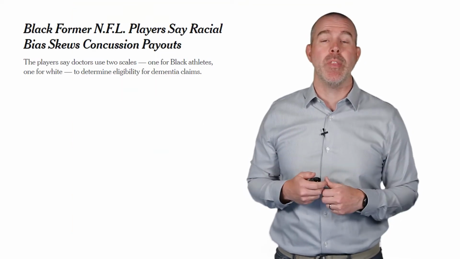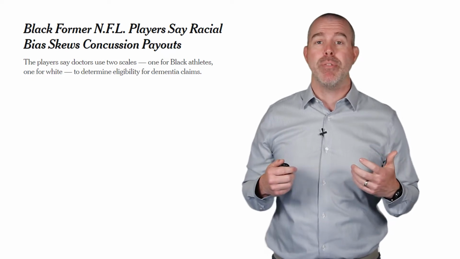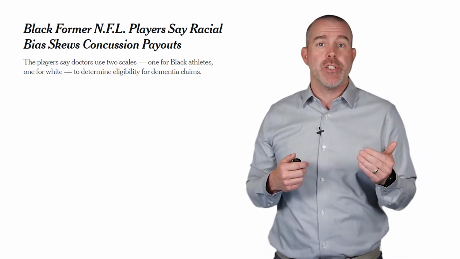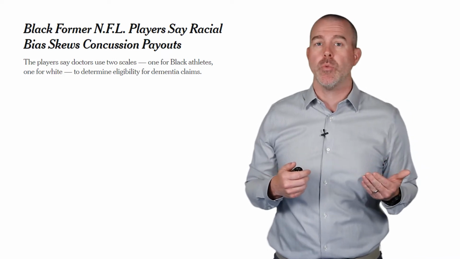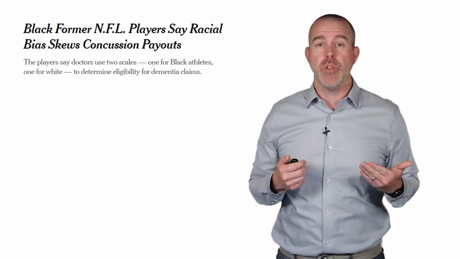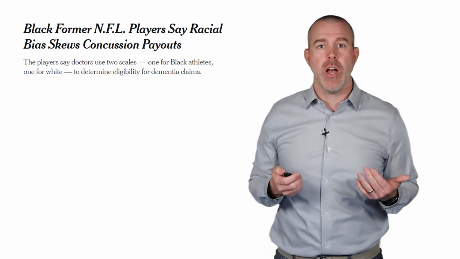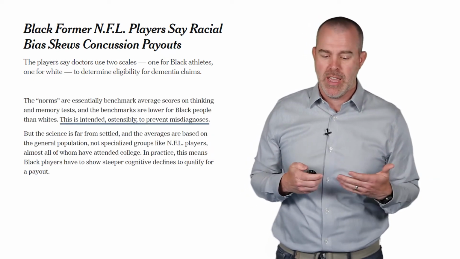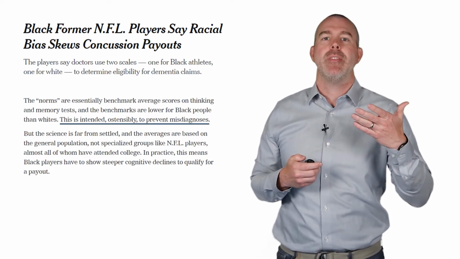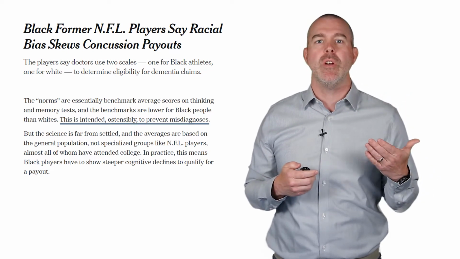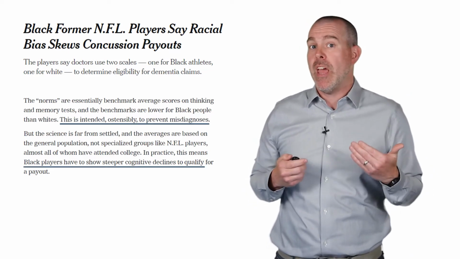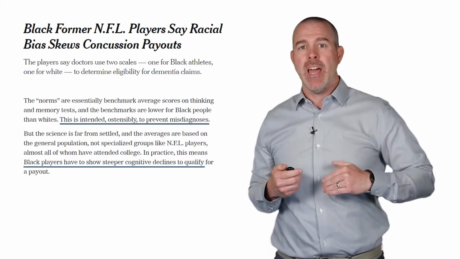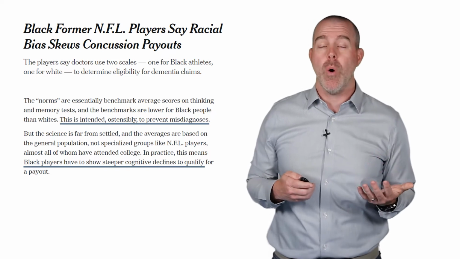Another example that's come up in the news lately is with the NFL and players qualifying for benefits from the league if they have dementia at a much earlier age than they otherwise would. But the model uses two different scales. It points to what we talked about earlier, where they're adjusting for race or ethnicity. The problem is it was intended to avoid misdiagnoses, but the end result is now Black players have to show a steeper decline in their cognitive ability in order to qualify.